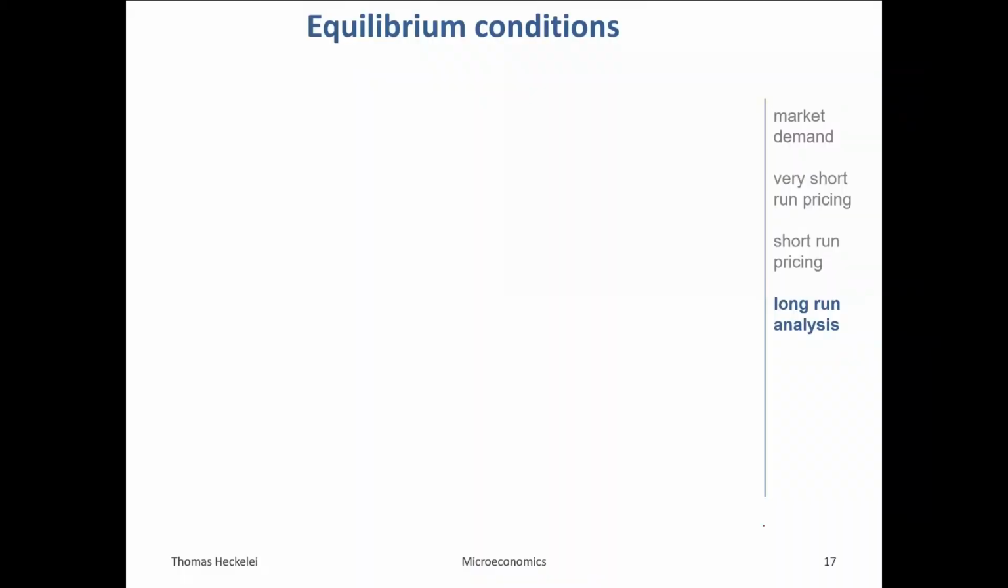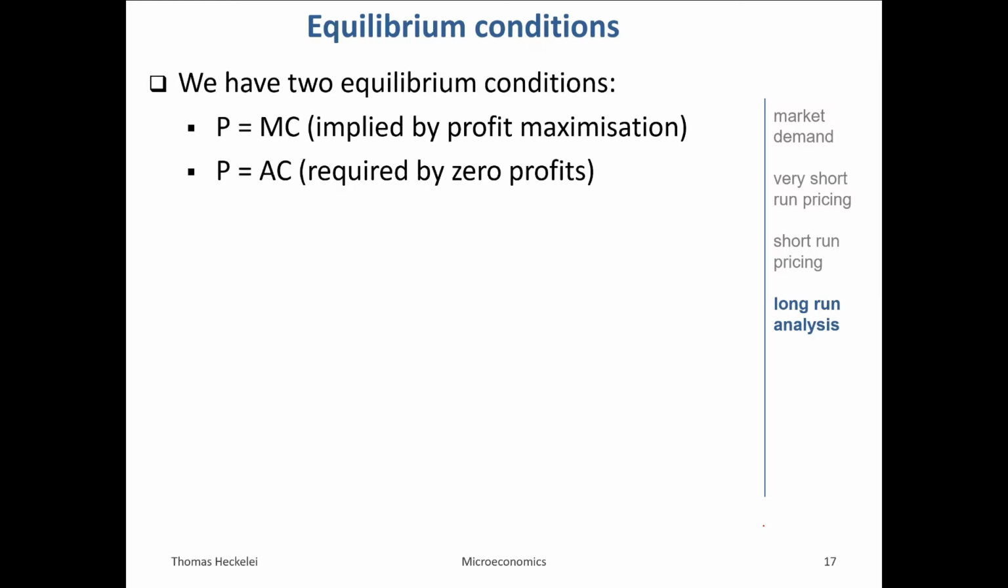Okay, so we got the important assumption. Now we can talk about equilibrium conditions. The first is price equal marginal cost. This is familiar to us already because we also had that in the short run analysis, but with the short run marginal cost. Now we look at the long run marginal cost, but still it's the same. Price and marginal cost must be equal, which is implied by profit maximization.